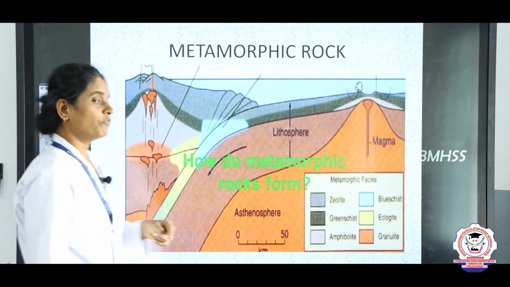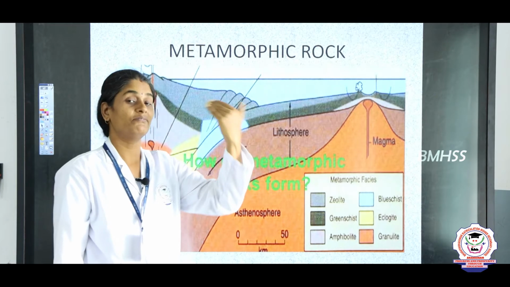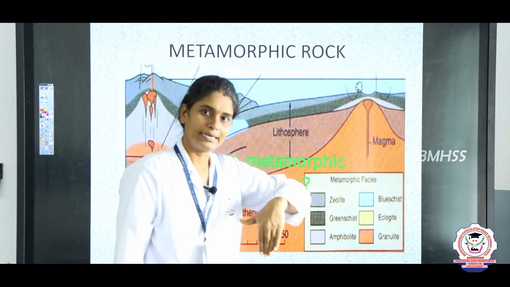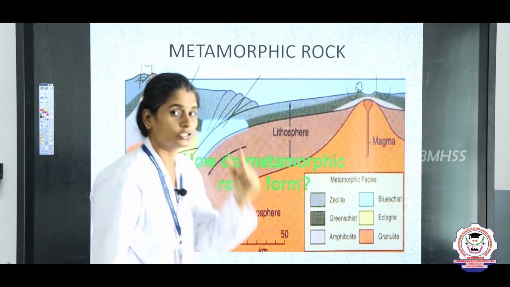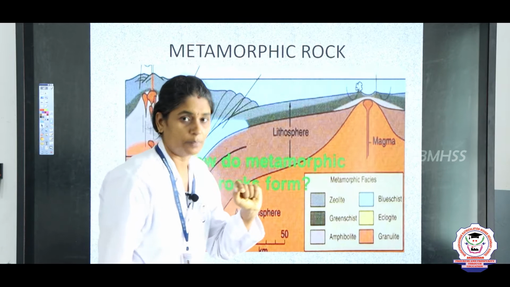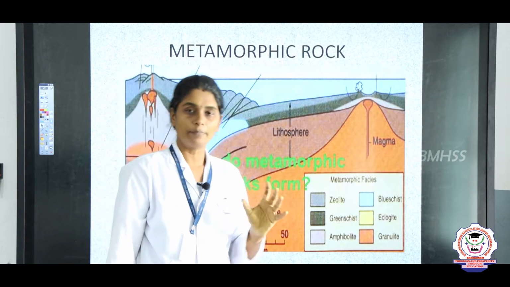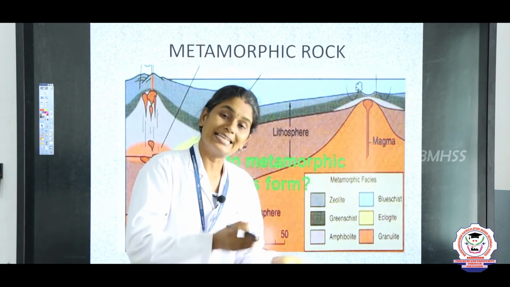Right, so we saw about sedimentary rocks, how the sedimentary rocks are formed, and we saw the examples of sedimentary rocks. So now let us see what is metamorphic rock. Metamorphic rock is your third type of rock, right. So how is this metamorphic rock formed? Metamorphic rock is formed due to the changes of the existing rock.